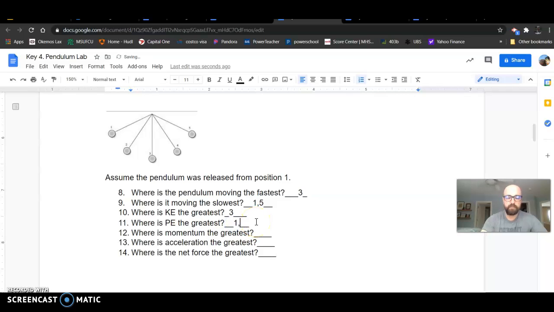Potential energy is going to be the greatest at 1 and 5, at the ends. Momentum, which depends on velocity, is going to be greatest at position 3. And then acceleration is the greatest. Here, this is something I was looking at, how you might hypothesize this, and we look at it in the PostLab question. The correct answers for that are 1 and 5 for acceleration and net force.